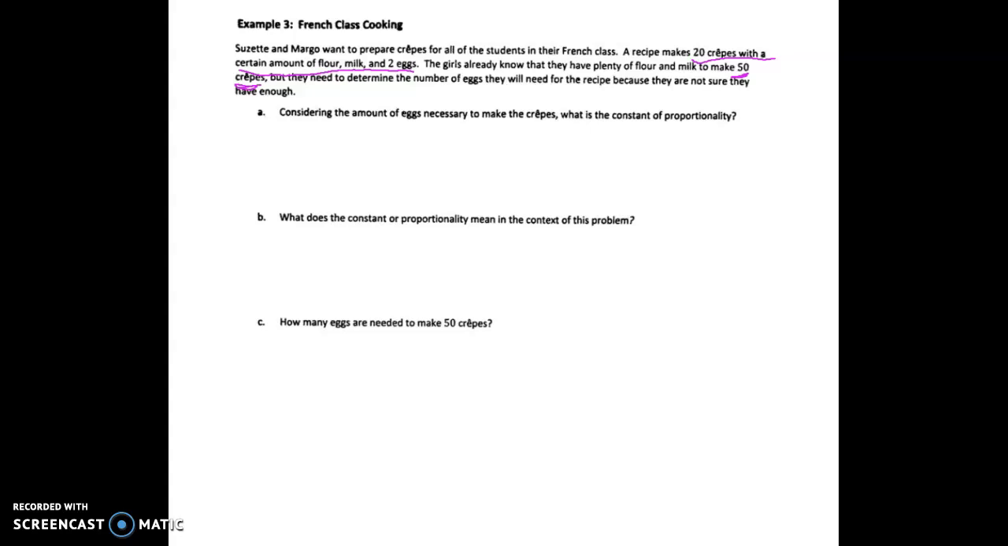All right, so we need to figure out how many eggs we need for 50 crepes. Okay, so we know we have 2 eggs per 20 crepes, and that comes from right here. Now I can reduce this. Let's say I wanted to reduce this and divide top and bottom by 2. And I get 1 egg for 10 crepes. That makes it a little bit easier to figure out how many eggs we need for 50 crepes.